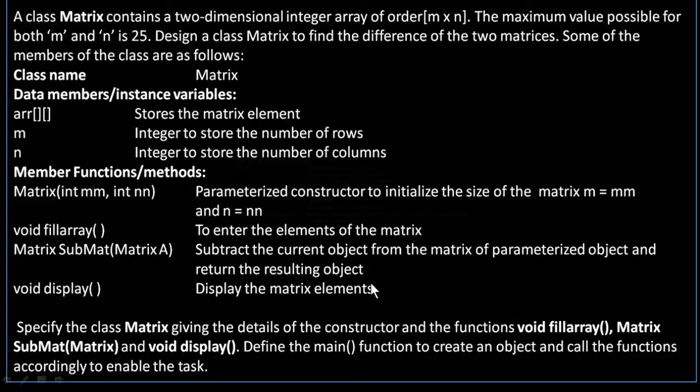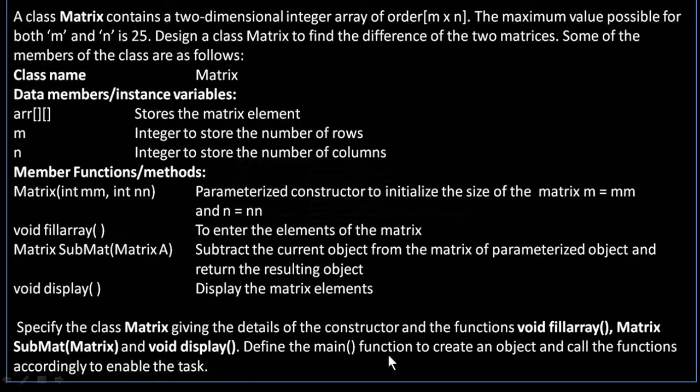So what you can notice here is you should have three objects. One object is the parameter, one object is the current object which has been called, and the final object is the resultant object. That means you are going to return an object to the main function. So you should have three objects here. You are going to see that in detail. Void display is to display the matrix elements.